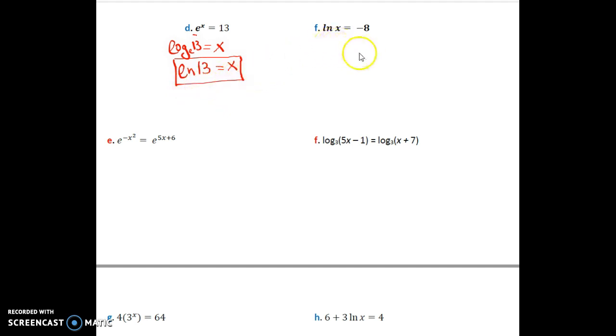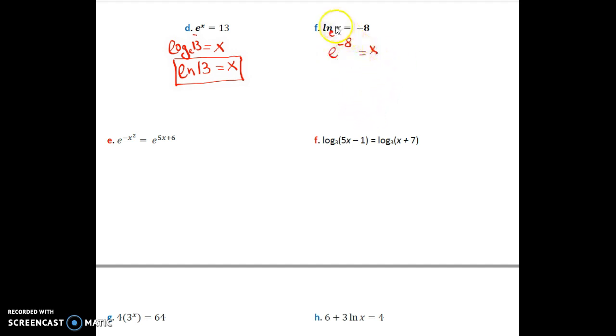Let's look at the next example. We have that the natural log of x is equal to -8. I am given a logarithmic function, and I have no idea what is e, that invisible base that I don't see, to the -8 power. What I can do, if I'm stuck in a logarithm, is convert to exponential. That is the same as saying e to the -8th power is equal to x.